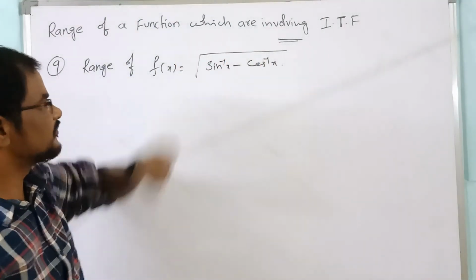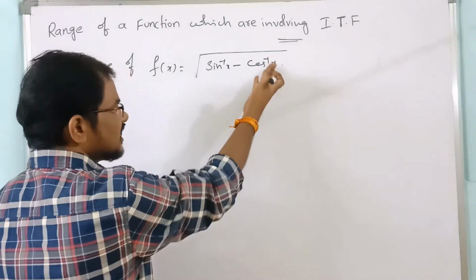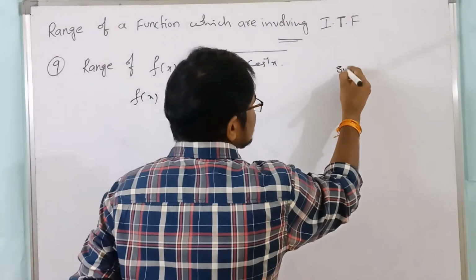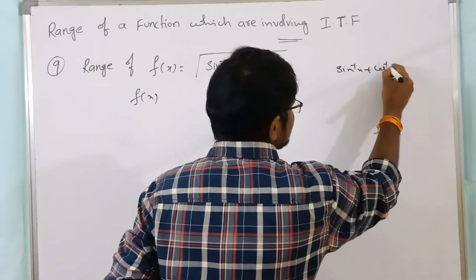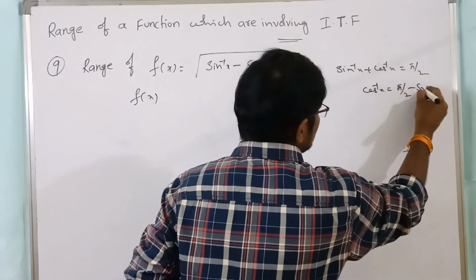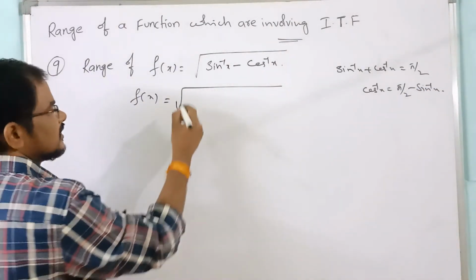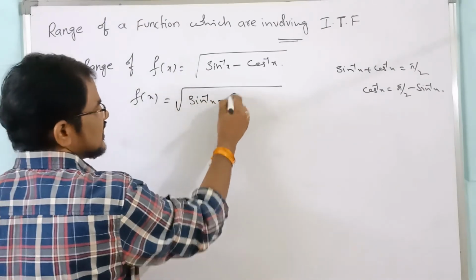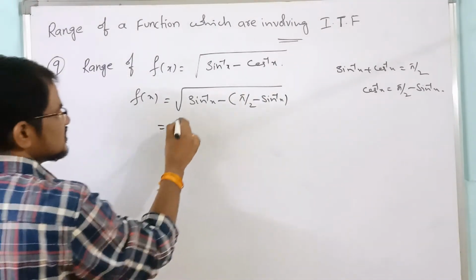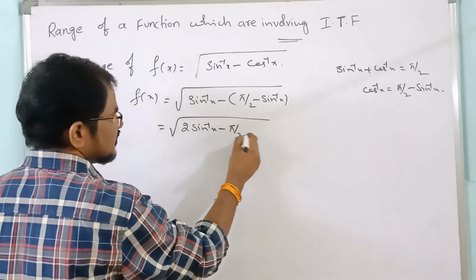For finding the range of this one, I will convert sin inverse into cos inverse, or cos inverse into sin inverse, like this. We know that sin inverse x plus cos inverse x equals pi by 2. Now cos inverse x equals pi by 2 minus sin inverse x. So by that condition, this is sin inverse x minus (pi by 2 minus sin inverse x), that is equal to 2 sin inverse x minus pi by 2.